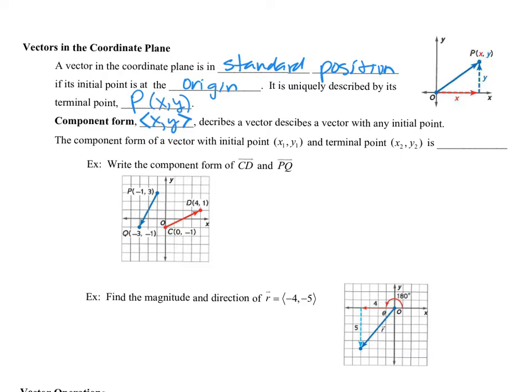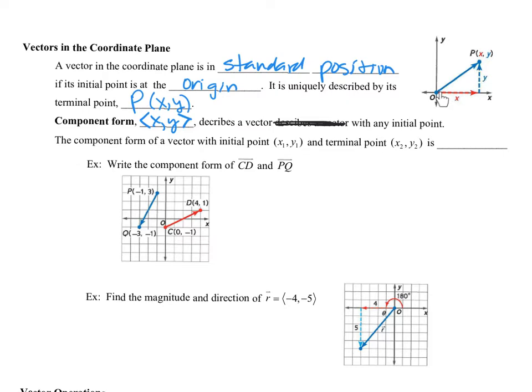So component form describes a vector. Oops, sorry, that says describes a vector twice. Let me mark that out. Sorry about that. Okay, so component form describes a vector with any initial point, okay? So we can only describe a vector by a point if it is in standard position.